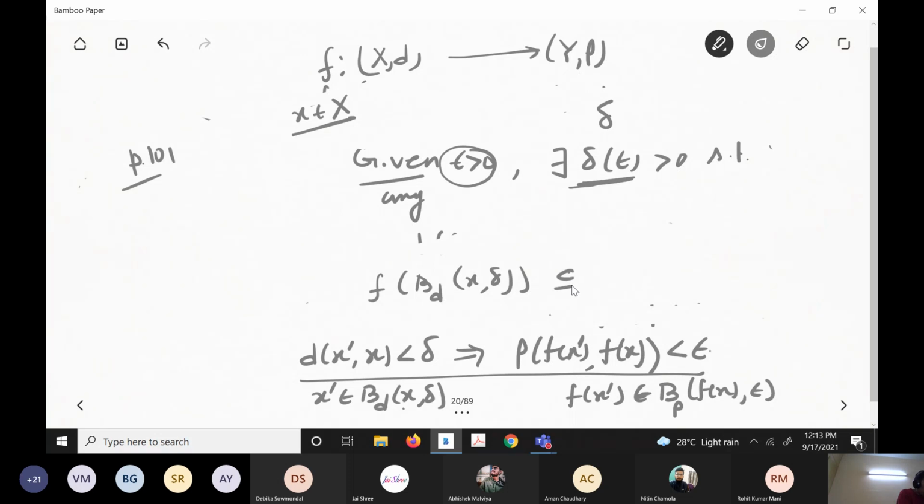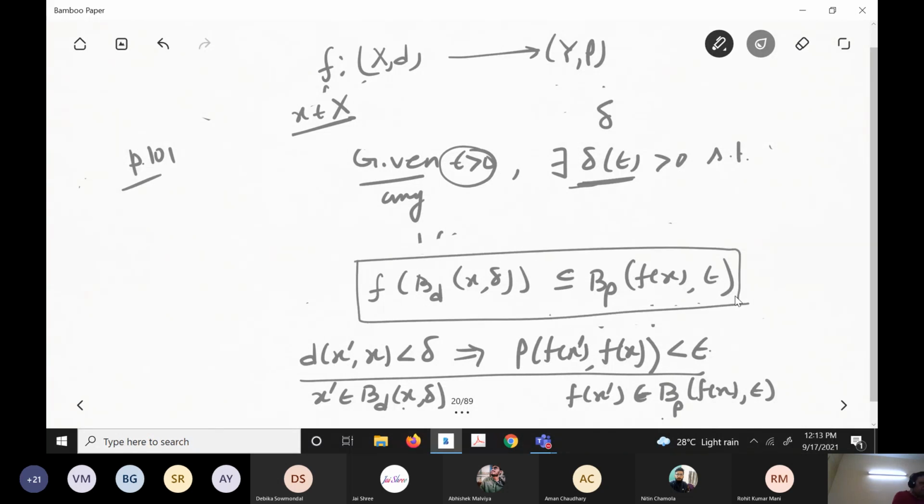is contained in B_rho(f(x), epsilon). That is the meaning. x' is here, so f(x') will be here, and that is contained here. So this is the thing. Ultimately you have to be comfortable in dealing with neighborhoods.